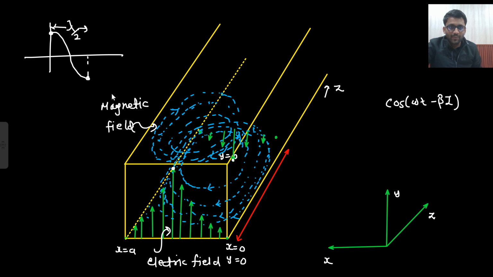If it was a standing wave pattern, then what would you have taken? You would have taken the magnitude. Basically, this is the standing wave pattern. Are you getting this point? This is the standing wave pattern. Now, this standing wave pattern is being propagated.